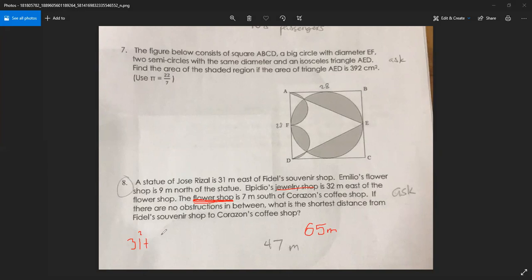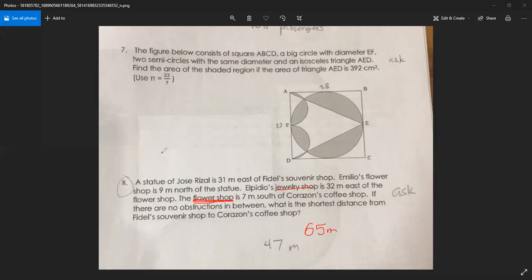Now, how it became 65 meters, this will become 31 squared plus the sum of the other distances. I'm just going to check. 31 squared plus, that will be 32 plus 16 squared, and then get the square root of that one. Wait, it should be 31 plus 32. Oh, 63 squared plus 16 squared. Okay, got it. And then square root. So it's not 31 squared.